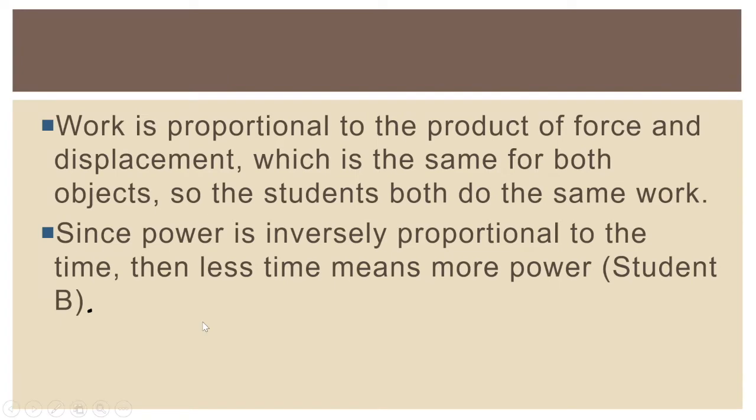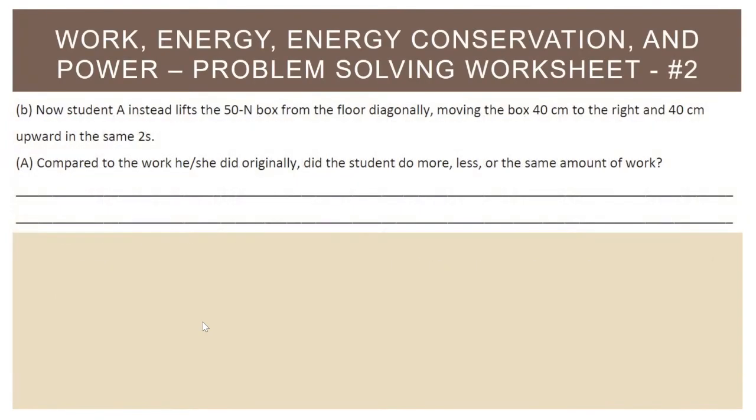Let's move on to part B of this question. Part B of this question says, now student A lifts the 50 Newton box from the floor diagonally, moving the box 40 centimeters to the right and 40 centimeters upward in the same 2 seconds. Compared to the work he or she did originally, did the student do more, less, or the same amount of work? Interesting question. I want you to take a second to pause this video here and think about it.